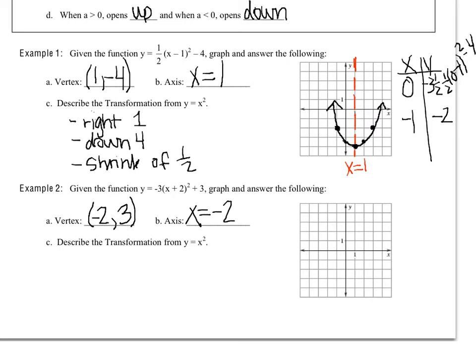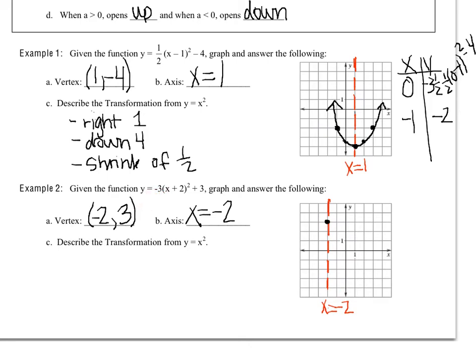And let's draw that vertex and axis of symmetry right in here. X equals negative 2 would be right here. That's x equals negative 2. And my vertex, negative 2, 3, is right up here. And just by looking at my equation, I know this a is negative, so my graph should open down. And it's 3, negative 3.